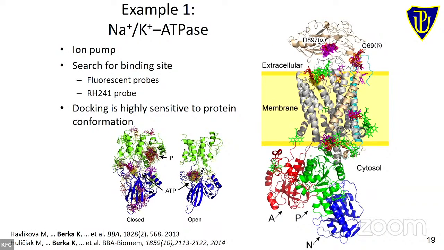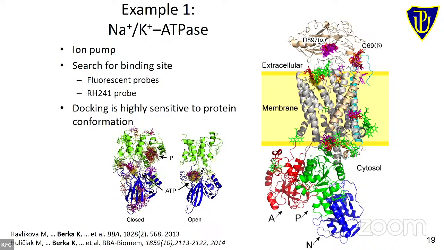And this is our experience example. This is the docking which I've done together with the dean of this faculty in the past. And this is the sodium-potassium ion pump. And we were trying to find where the individual types of fluorescent probes, which are used to analyze this protein experimentally, are actually binding to the protein.